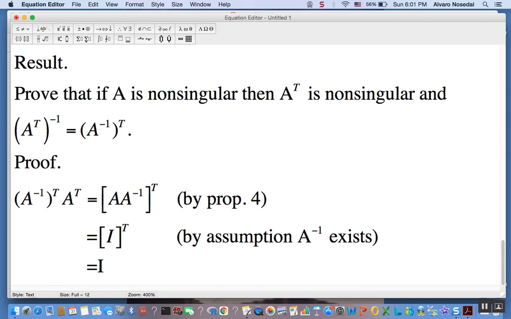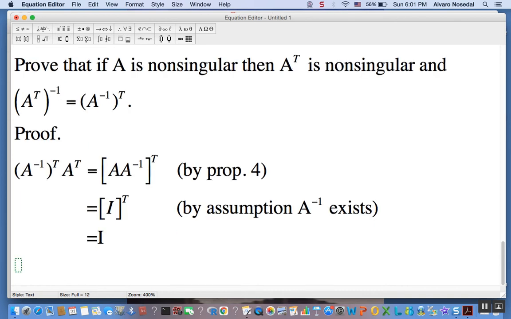So that's it. Since what we have is that A inverse transpose times A transpose equals the identity, well, by definition, this guy must be A transpose inverse, right? So we're done. Okay? Nice.